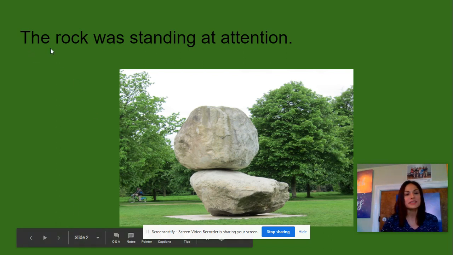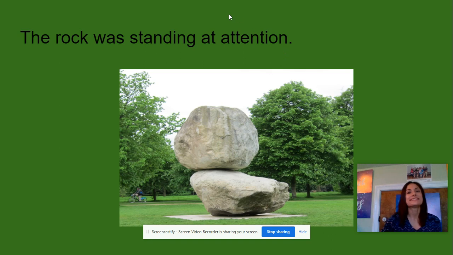This example says the rock was standing at attention. Well, I know rocks cannot really stand at attention like soldiers. The rock is your object. Standing at attention is me giving it a human trait. So that is how I'm personifying it. I'm saying that it's standing at attention. It's just a very fun way of saying that the rock is still.